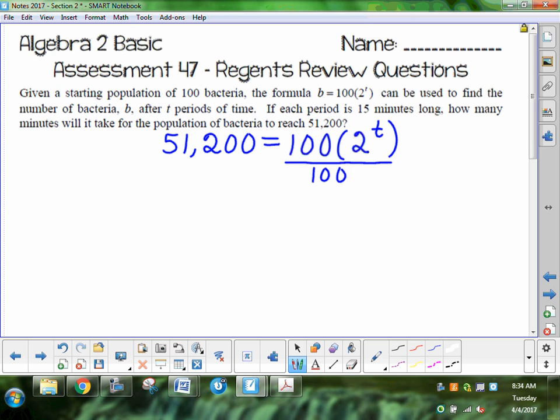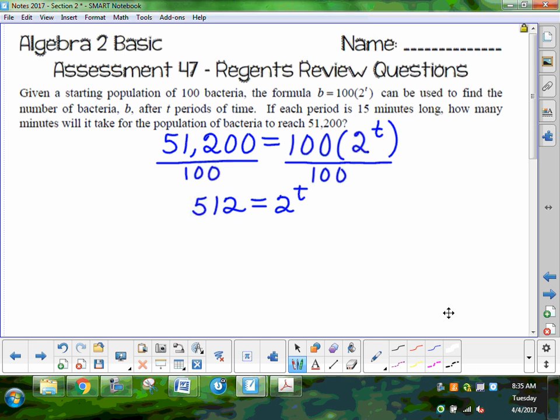Divide both sides by 100. Hopefully we don't need a calculator to do that. The zeros are going to drop out. So you've got 512 is equal to 2 raised to the t power. This is actually one maybe some of you can do without the calculator. But let's get in the habit of writing this out. Well, how would we go forward from here? Grace?